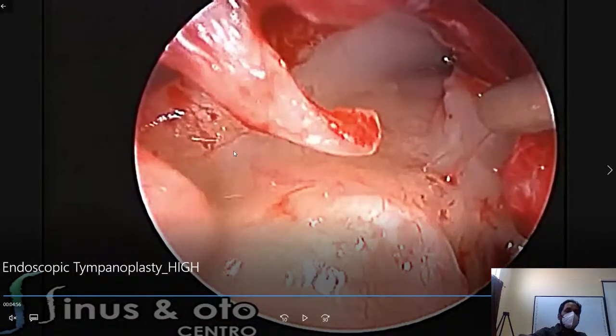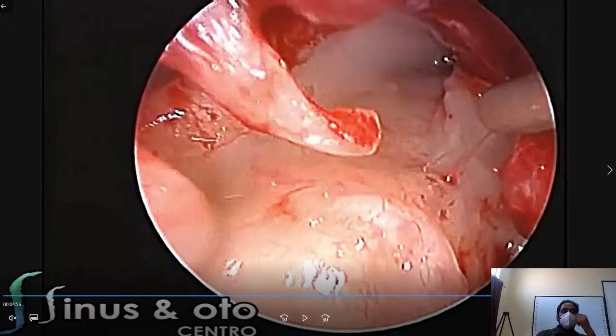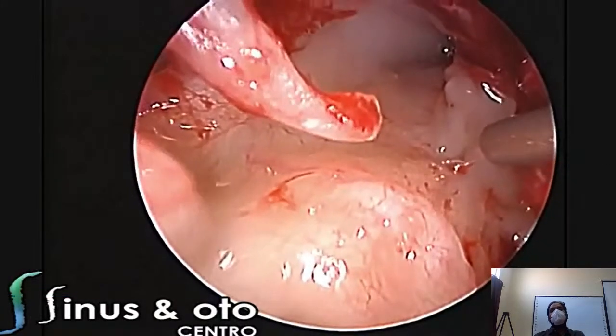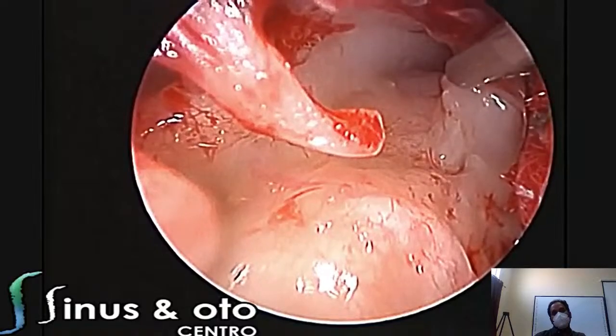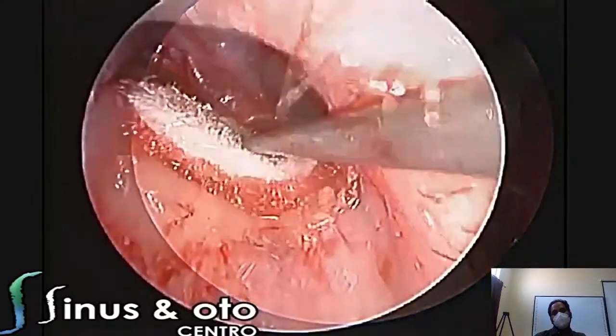So this anterior-most opening is the eustachian tube orifice. Okay, can you see this? This is the eustachian tube orifice, present in the superior aspect of the anterior tympanic wall. So any secretions in the eustachian tube should be cleared.